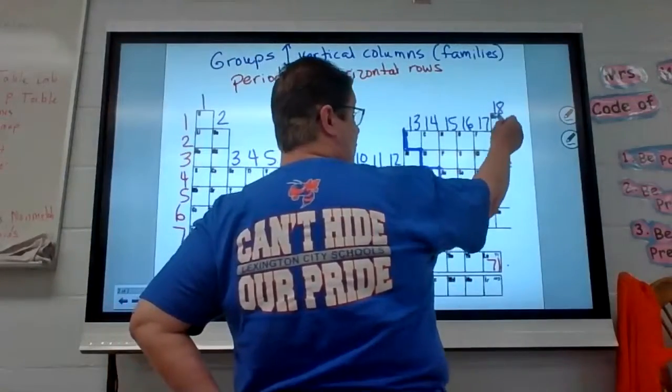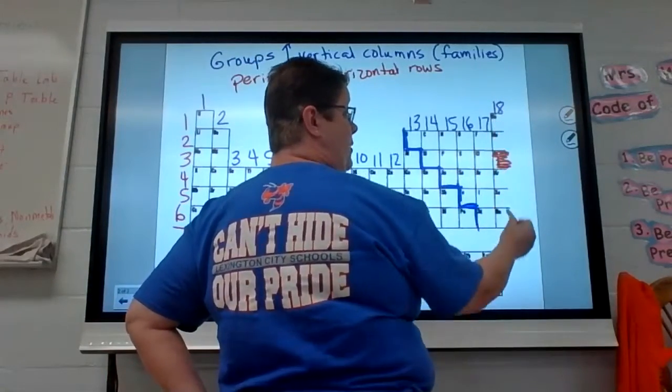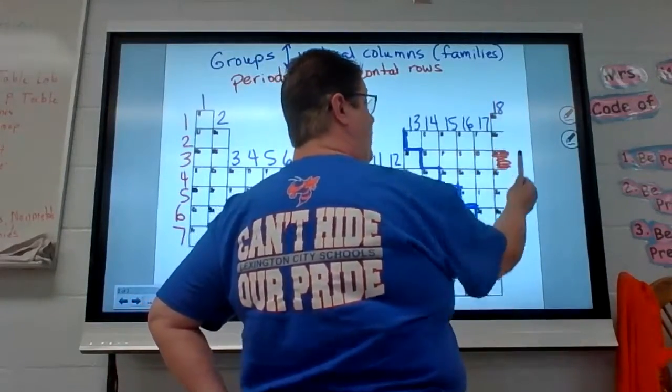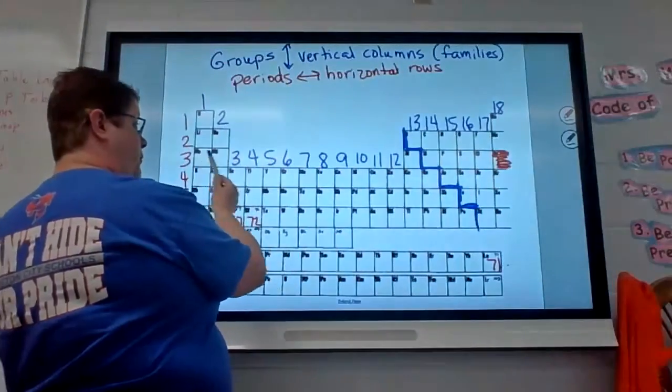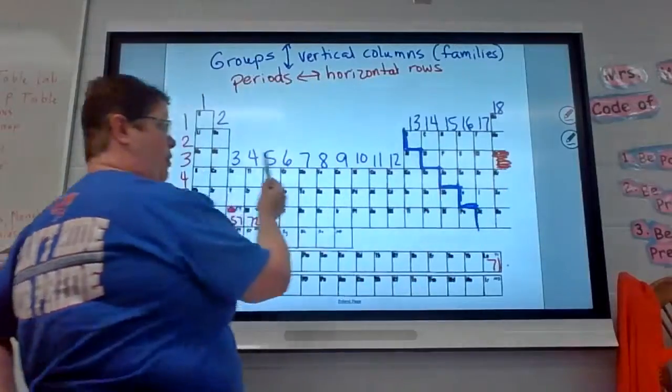It's in group 18, right? Because that's the vertical column it's in. What period is it in? 3. Periods run this way, so it's in period 3. Is everybody okay with that?